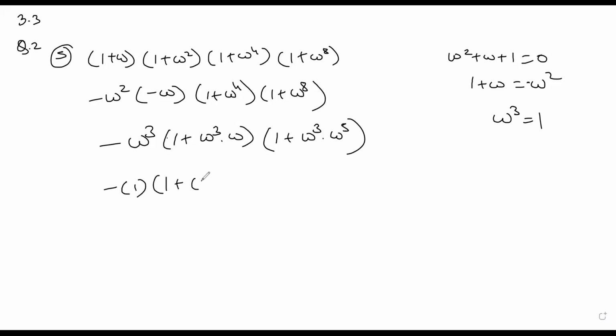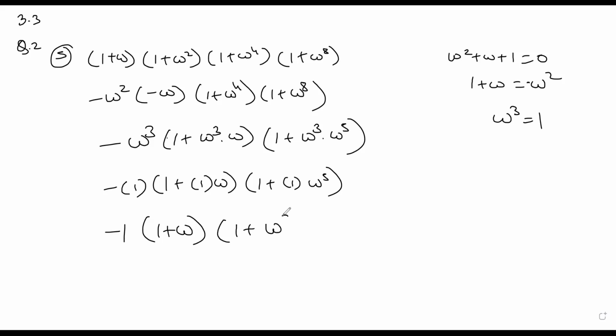Here 1 plus 1 into w, 1 plus 1 into w raised to 5. So minus 1, 1 plus w, and this is 1 plus w cube into w square. Now this w cube is 1. So minus 1, 1 plus w and 1 plus w square.